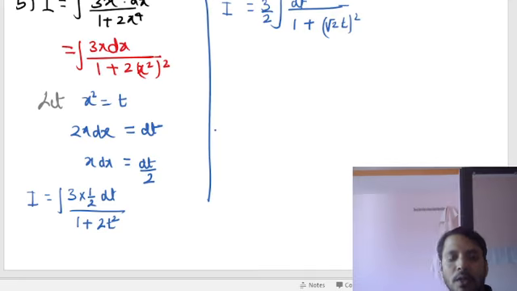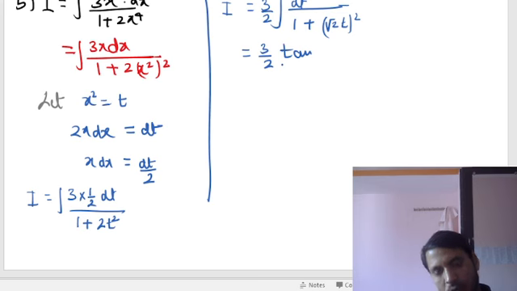What is the formula? We have 1 plus a square integration of this is equal to tan inverse x by a, and so here directly our answer will be what? 3 by 2 as it is tan inverse x. Here what is our x? If you want, here we can make the coefficient of t. Here again we have to make the coefficient actually for applying the formula. Coefficient of t as 1, because here we can see it is 2 root 2.